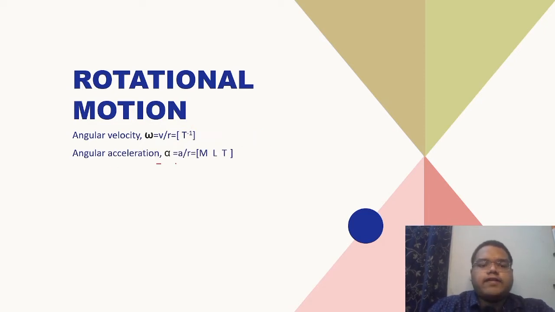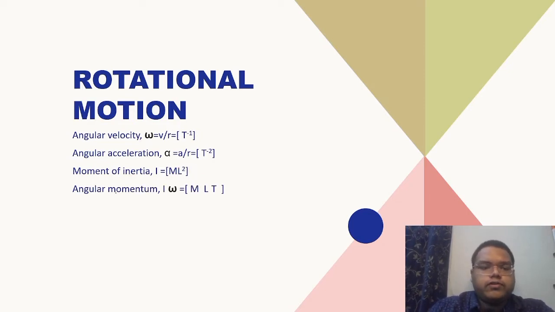Next, angular acceleration alpha. Alpha is acceleration by r, or radius. So it will be M to the power 0, L to the power 0, T to the power minus 2. Next, moment of inertia. Moment of inertia I is ML square, M to the power 1, L to the power 2. Next, angular momentum. Angular momentum is I omega. So M to the power 1, L to the power 2 and T to the power minus 1.